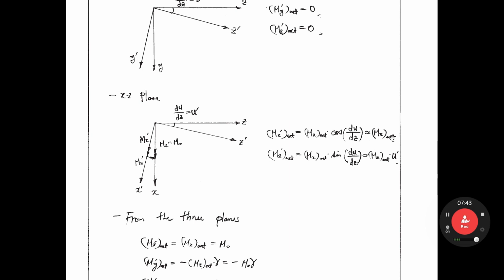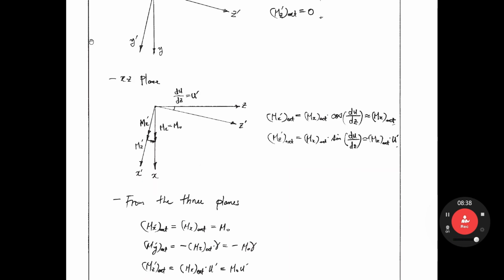So mx external. How about the mz external? Mz external is mx external sine relationship. Okay, sine du dz. Sine du dz is u prime. Mx external u prime. The reason we divide into these three planes is that it is somewhat complicated to calculate this local coordinate moment just using 3D. So we introduce this 2D plane.